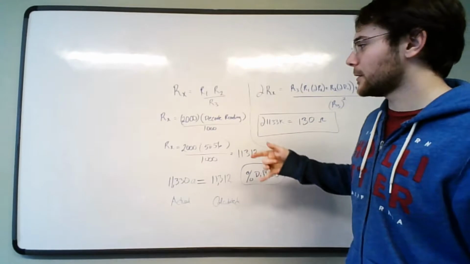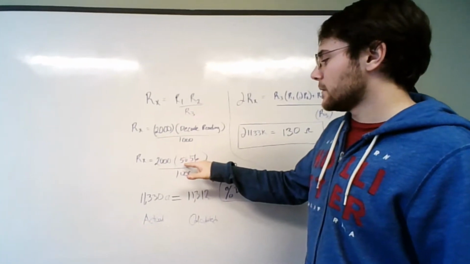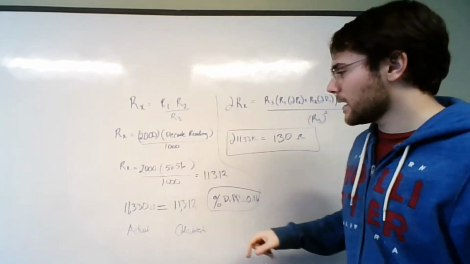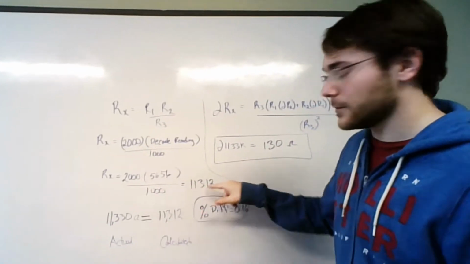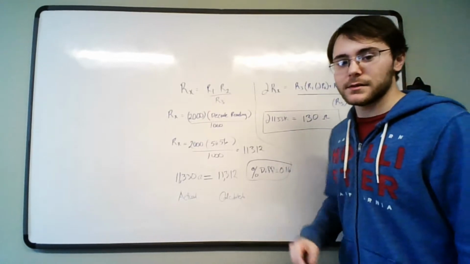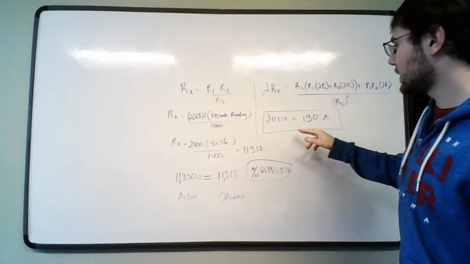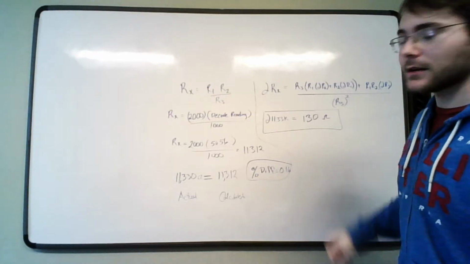I'm going to plug into our equation the value that we got from the decade box, which came out to be 5,656. Once you plug it in, you get 11,312, which is 0.16% off. For the propagated error, we took our partial derivative and plugged our values in to get 130 ohms.